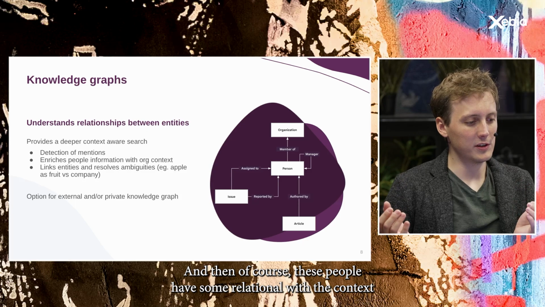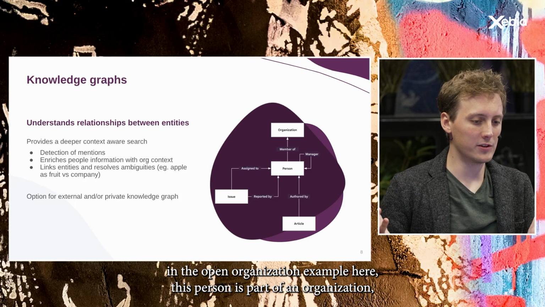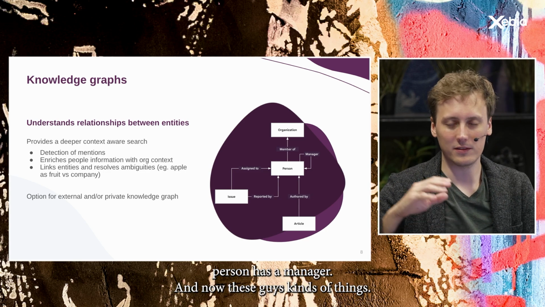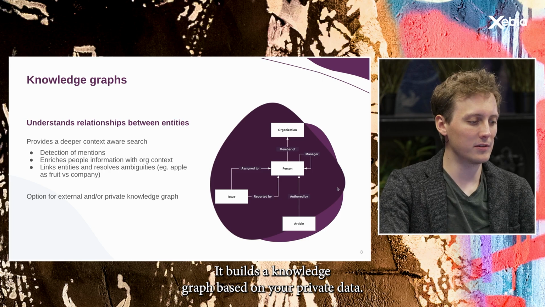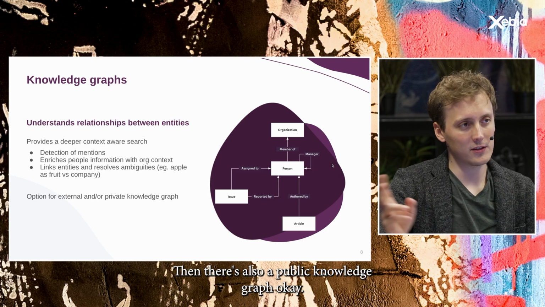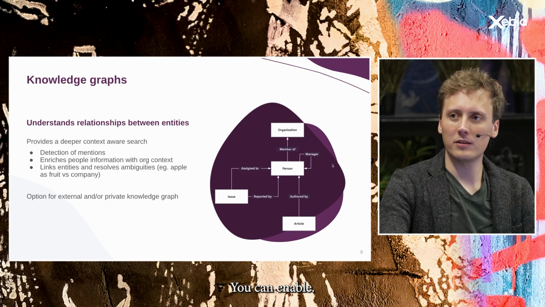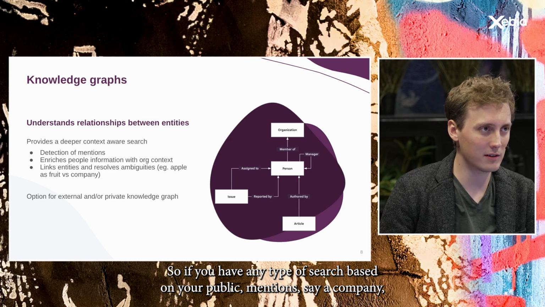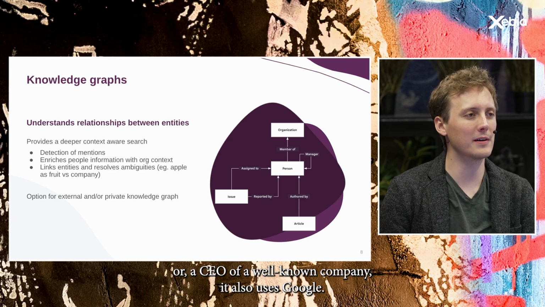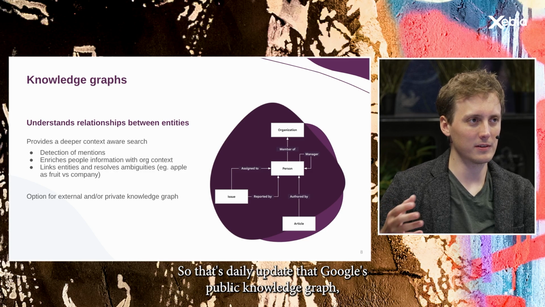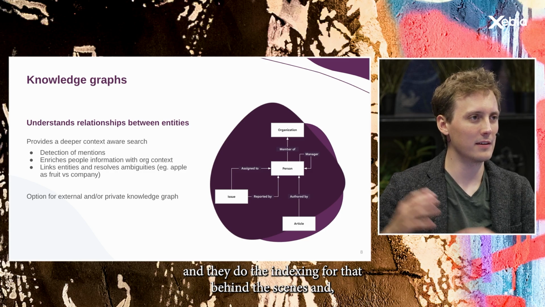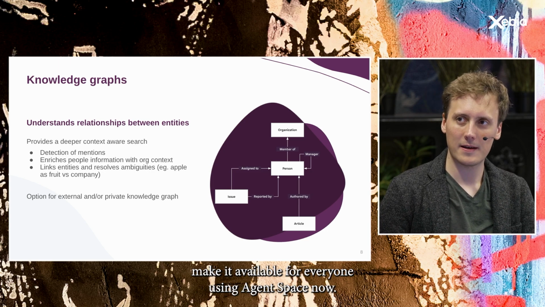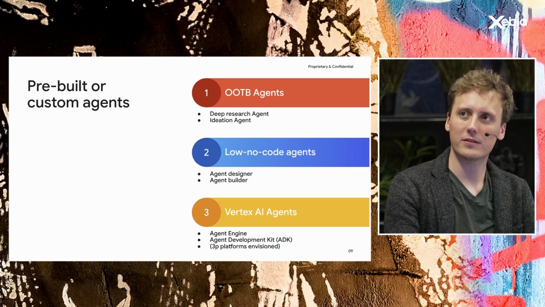Okay, and then, of course, these people have some relation with the context of an organization. So an example here is a person is part of an organization. A person has a manager. Now, these kinds of things, it builds a knowledge graph based on your private data. And then there's also a public knowledge graph you can enable. So if you have any type of search based on public mentions, say a company or the CEO of a well-known company, it also uses Google's public knowledge graph, which is updated daily. And they do the indexing for that behind the scenes and make that available for everyone using AgentSpace. So those are 2 different knowledge graphs you can use.